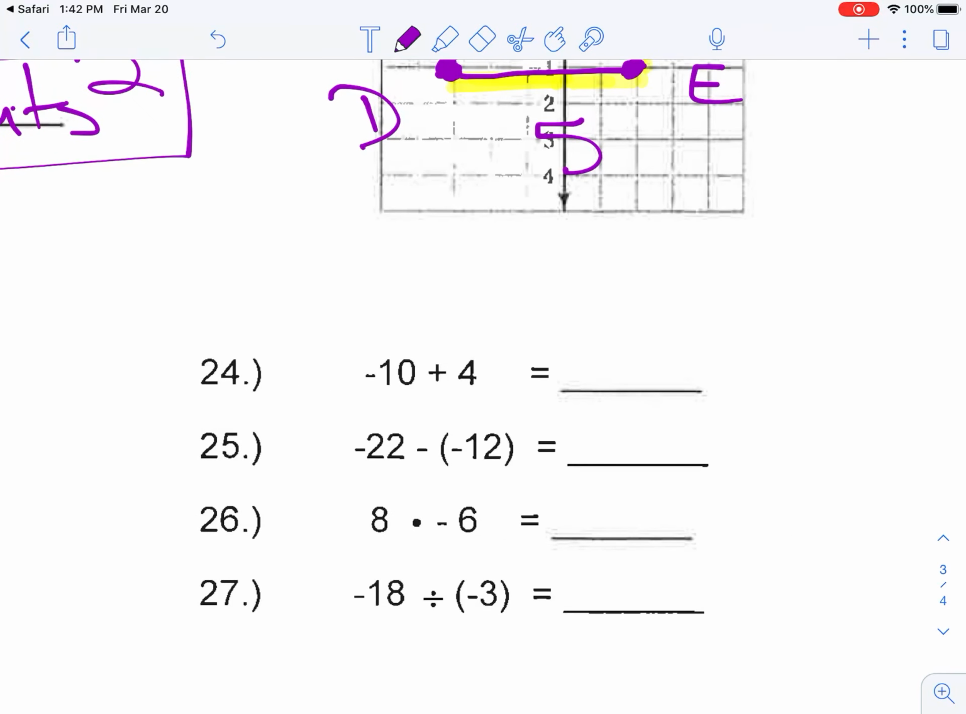Number 24, one's negative, one's positive. Those are different signs. So I'm going to find the difference, which means I'm subtracting the two numbers. The difference is 6, and there's more negative, so it's going to be a negative 6.